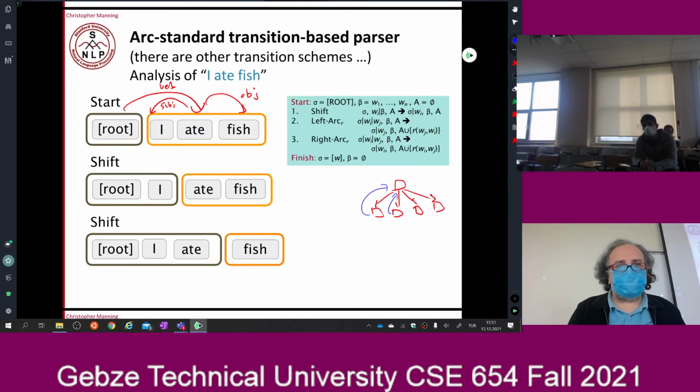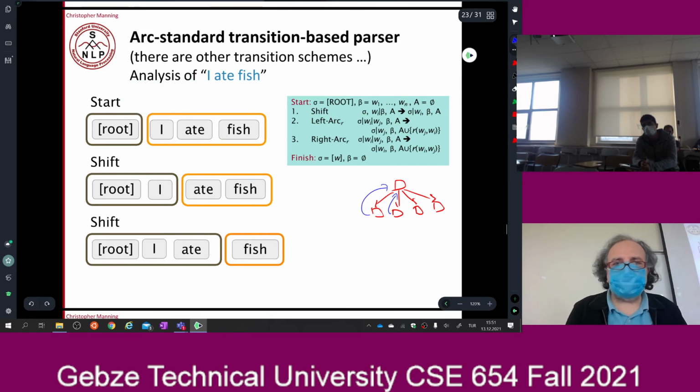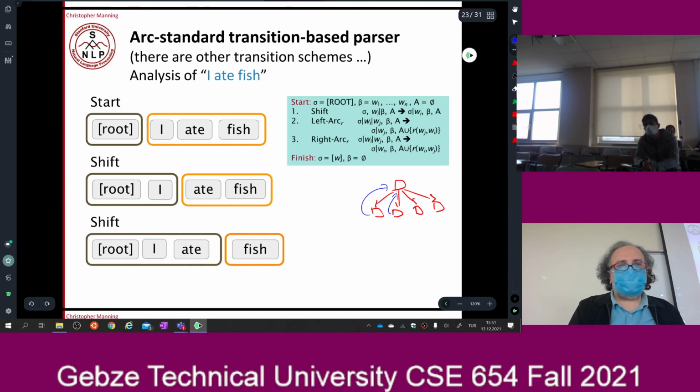Here is one example. At the beginning, I have the sentence "I ate fish." This is my stack, and I have root in it. I have my buffer: I, ate, fish. Three things I can do: shift, reduce arc left, reduce arc right. Three things.